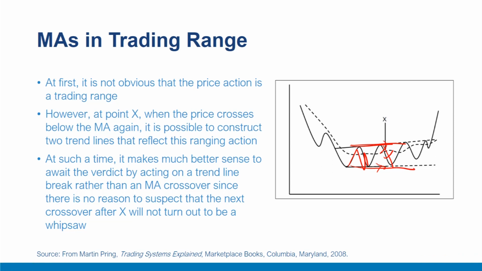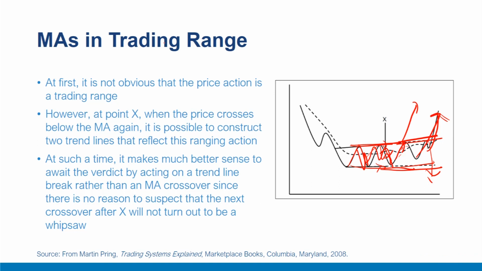At such a time, it makes much better sense to wait for the verdict by acting on a trend line break rather than an MA crossover. For example, at this stage, it would be better to wait for this kind of trend line break, either on the upside or downside. This is so because there is no particular reason to believe that the next move, like this crossing up, would be a sharp move, and it will not be a whipsaw as was the case earlier. So we do not have any reason to believe that the next move is going to be different than these whipsaws. So we prepare these kinds of trend lines, and only when the price crosses these trend lines do we consider it a solid signal.